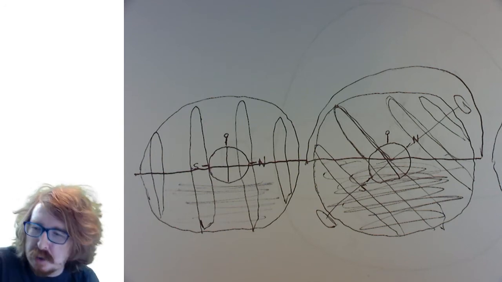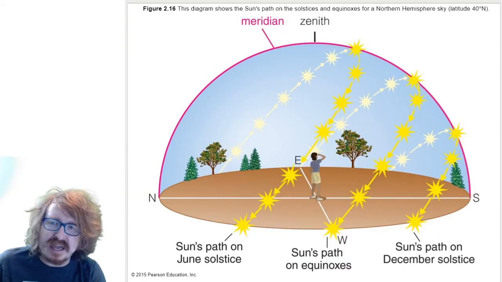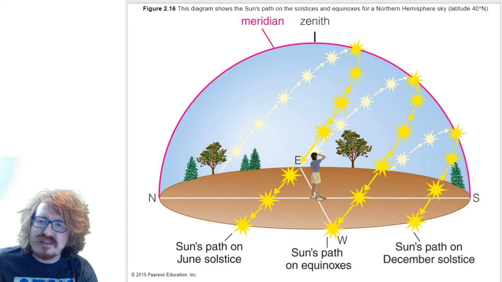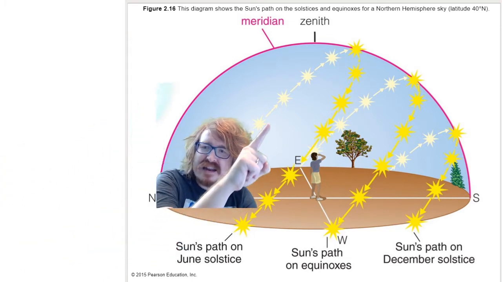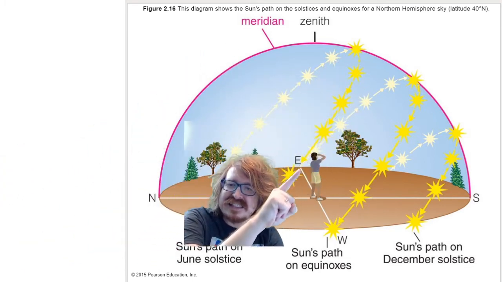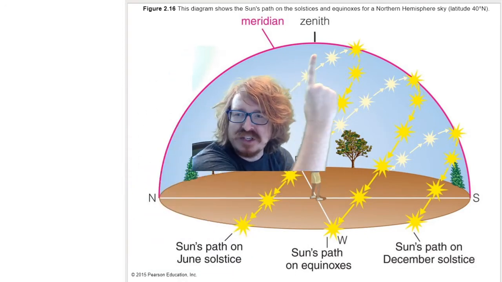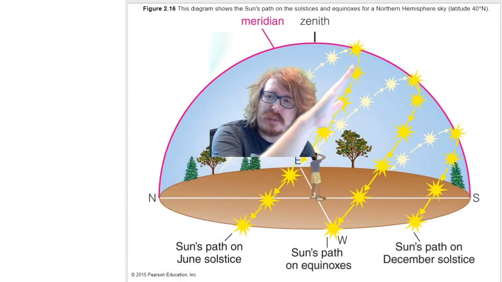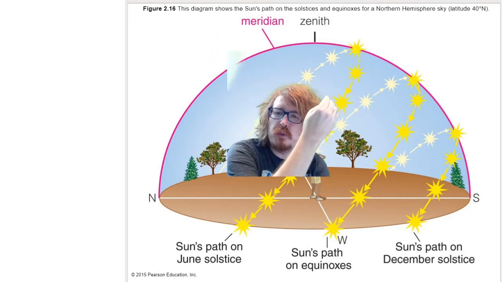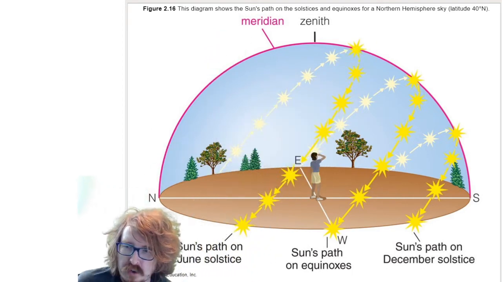Here's a picture from your book. This will help you see what I'm trying to say. Right here, everything is rising at an angle and setting at an angle. And that's actually why the sun won't hit your zenith. Because of this angled path, it kind of swoops around your zenith on the way across the sky.